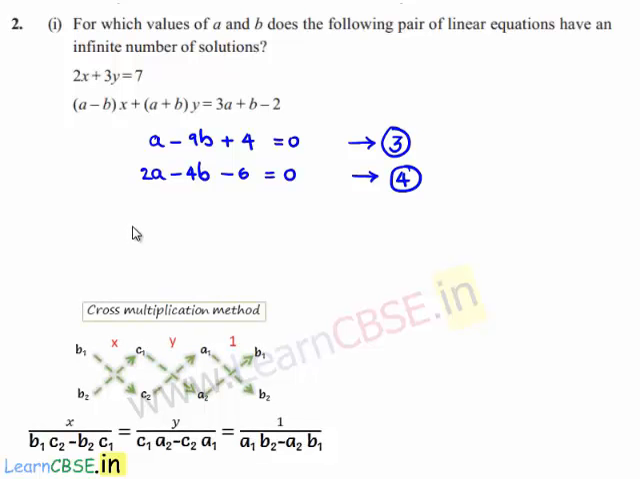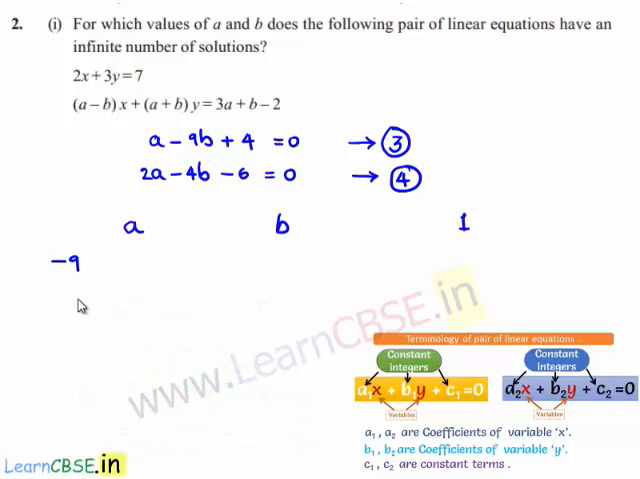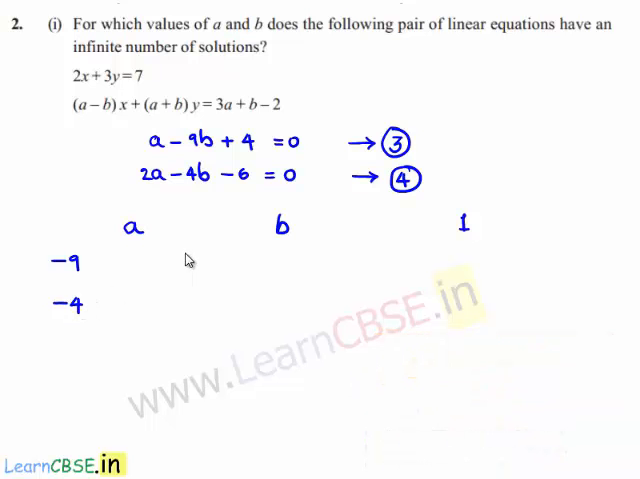So first we write a, b and 1. The coefficient of b is minus 9 in equation number 3 and minus 4 in equation number 4. And the constant term is 4 and the constant term is minus 6. And the coefficient of a is 1. Here the coefficient of a is 2. And again we write down the coefficient of b, minus 9, and here the coefficient is minus 4.